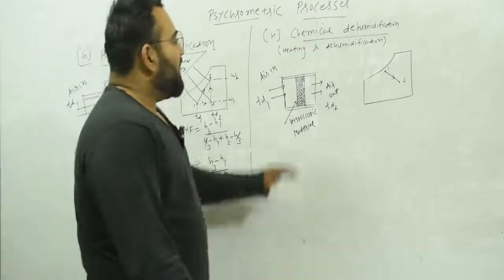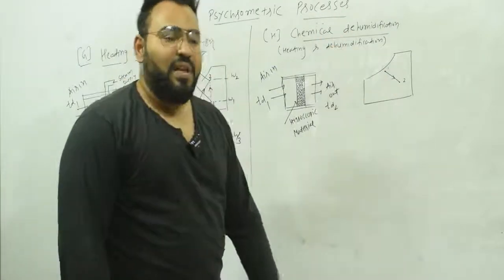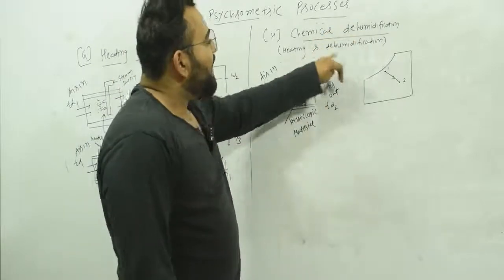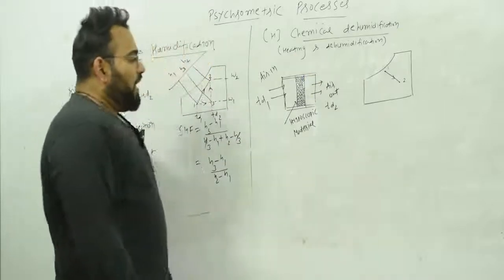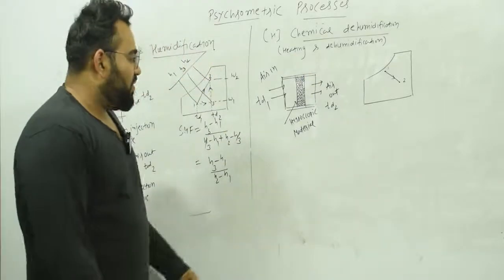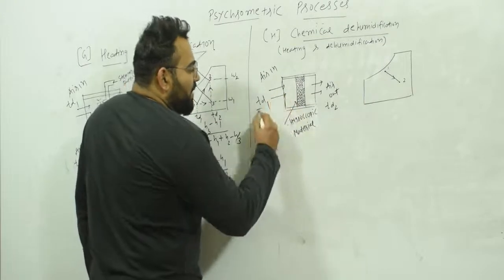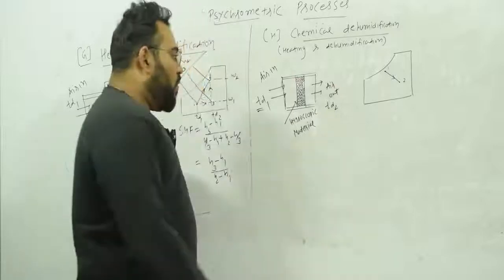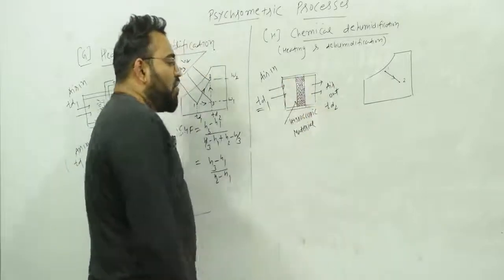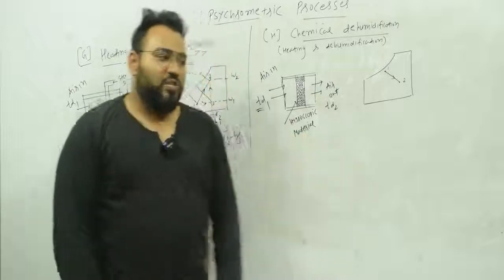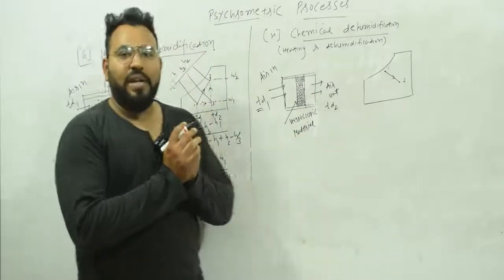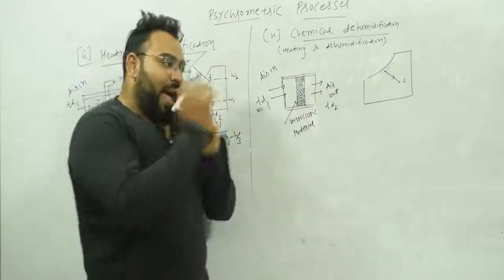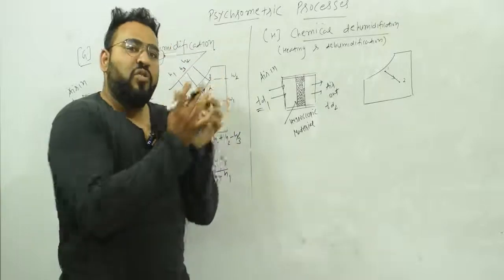Now we're going to see the next process, which is chemical dehumidification. How does chemical dehumidification work? Chemical dehumidification is nothing but heating and dehumidification. So this is a very special process. The air is entering with dry bulb temperature 1 and leaving with dry bulb temperature 2. What I have put over here is a hygroscopic material. Now what is a hygroscopic material? It is a kind of material which has the property that it can absorb moisture. So it has the ability to absorb or adsorb moisture.